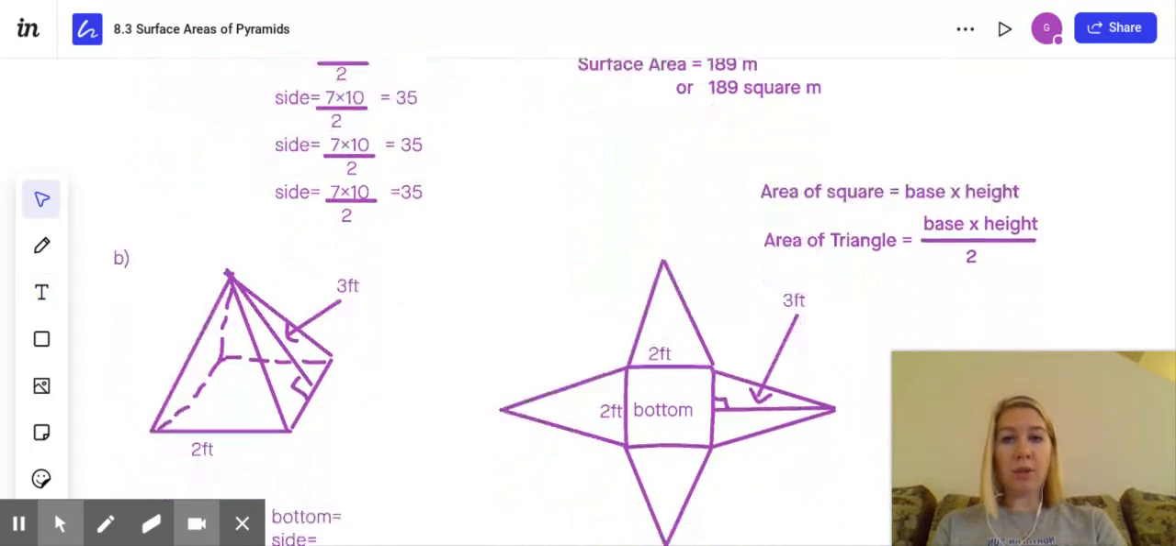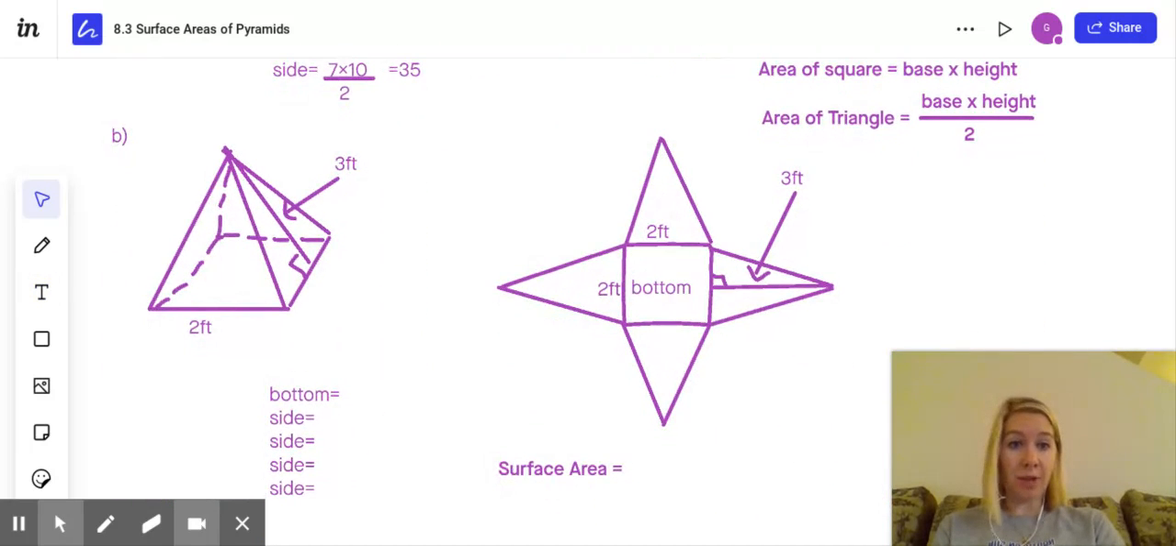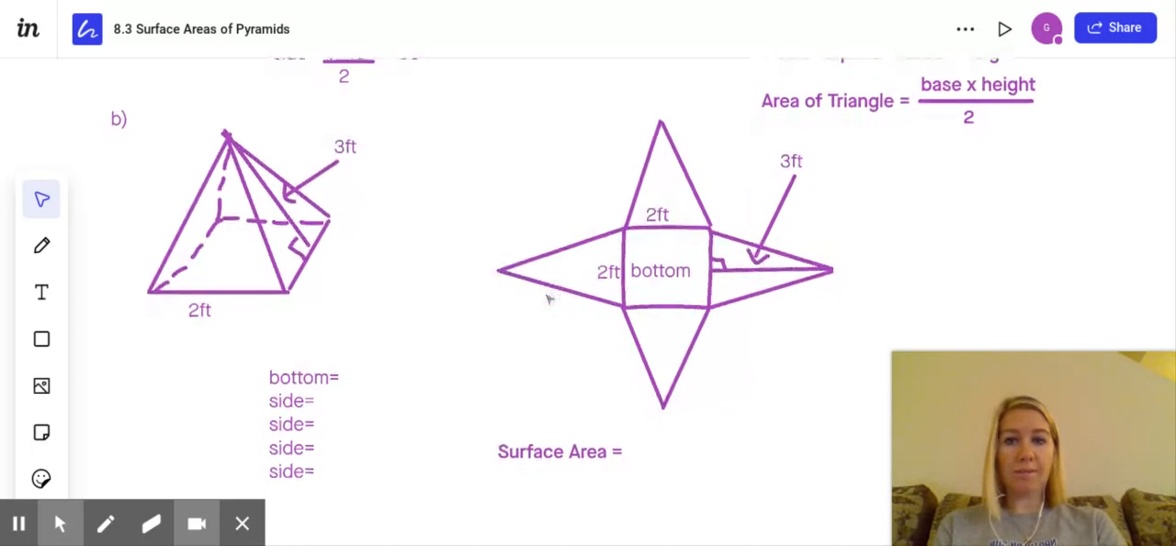Okay, let's go over another one together. I encourage you to pause the video, see if you can try it on your own. Over here on the left, we have another square pyramid. It's a square pyramid because the base, the bottom, is a square, and with 4 triangles on each side. And over here on the right, we see the net of that same square pyramid. Okay, the bottom measures 2 feet, and then the height of each triangle is 3 feet.